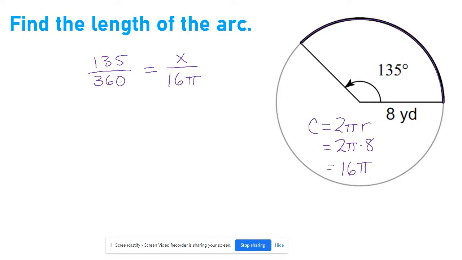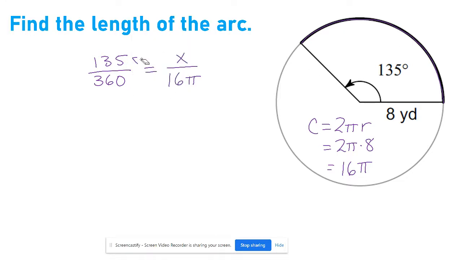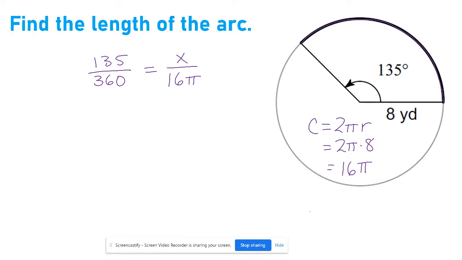All right, so now to simplify this, we would cross multiply the 16 by 135. But actually, before I do that, that's going to give me big numbers. I don't want to waste your time by multiplying 16 by 135. So I'm going to simplify my fraction first. 135 and 360 actually both divide by 45. And 135 divided by 45 is 3. And 360 divided by 45 is 8. So it ends up simplifying to 3/8, which is pretty nice.